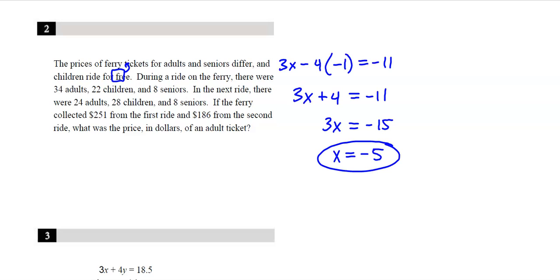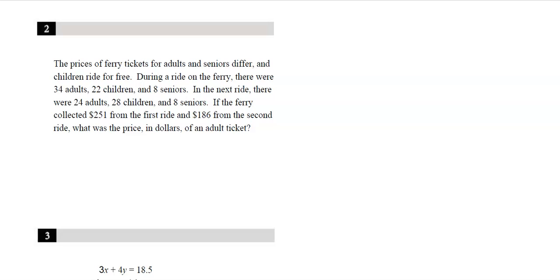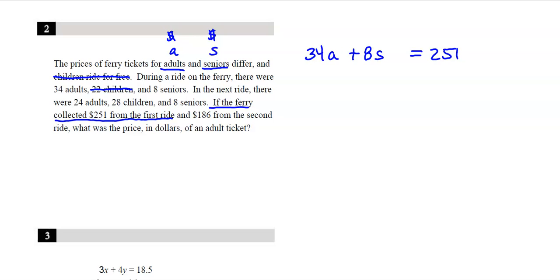Number 2, this one we have a word problem. We have ferry tickets for adults and seniors. So we'll call the adult ticket price A, the senior ticket price S. Children ride for free, so we don't really need to worry about the children. During a ride on the ferry, there were 34 adults and 22 children, which doesn't matter, and 8 seniors. So 34 adults times the price of every adult ticket. A represents the money of an adult ticket, S is the money of a senior ticket. So 34 A plus 8 S needs to be, what is it? The ferry ride collected $251 from the first ride. Then our second equation: in the next ride we had 24 adults, skip the children, and 8 seniors. So 24 A plus 8 S was $186 for the second ride.